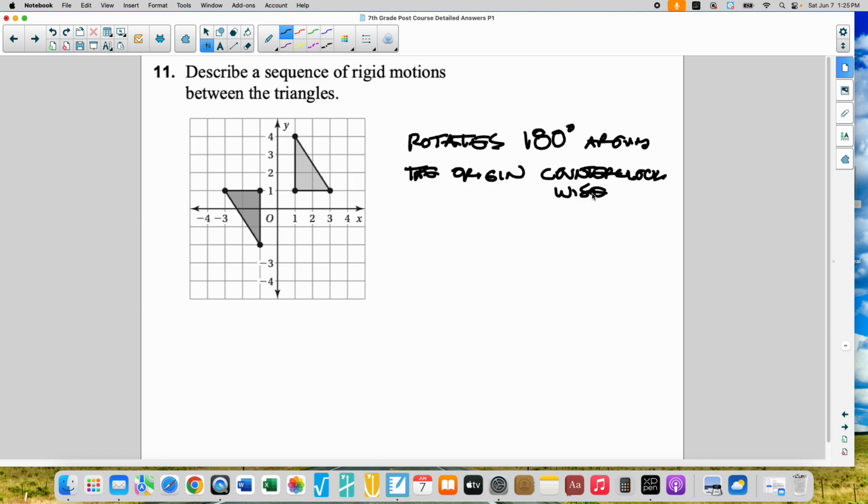Okay. We can also say it reflects. Another answer is you can reflect it over the y-axis. So if this is my y-axis and we reflect it, you would get these points. Let's do it in green. So you get this, this, and this. And it would look like this. And then you can reflect over y-axis.